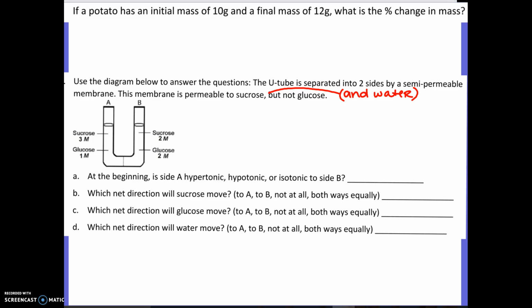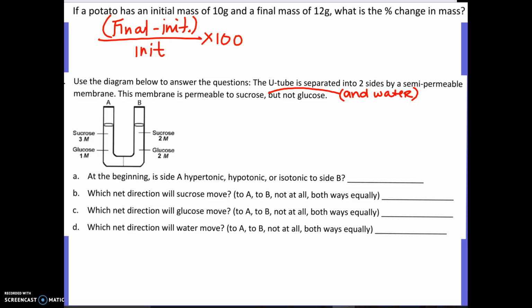Short answer is calculate the percent change in mass for something. You will not be given that formula. It's not a formula on the formula sheet. It's a skill they want you to know how to do. So keep in mind, it's going to be final minus initial over initial times 100.